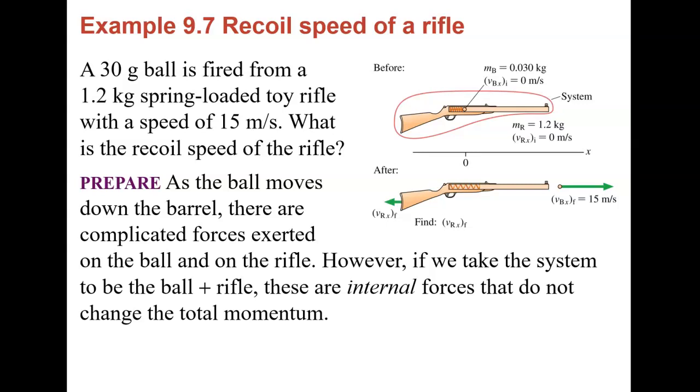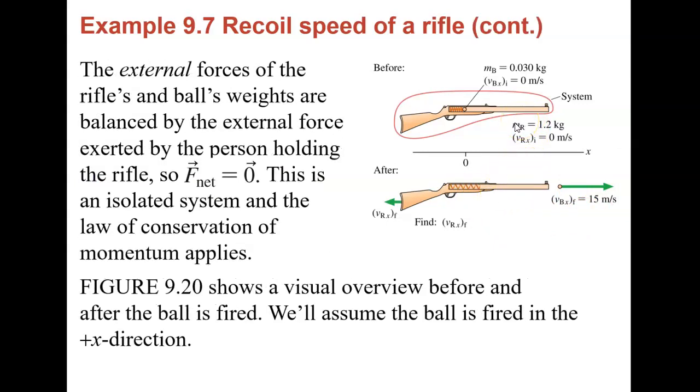Okay, so again, we're looking at the momentums having to be consistent. At the beginning, your initial momentums are 0 because there's no initial velocities. So that means that the momentum of the rifle going to the left is equal to the momentum of the ball moving to the right. So the momentums have to be equal and opposite because you have no initial momentum. The external forces are balanced, thus the system is isolated, and the law of conservation applies.